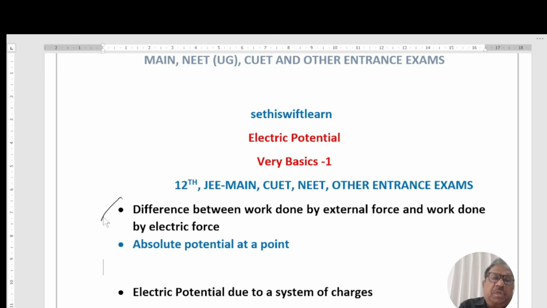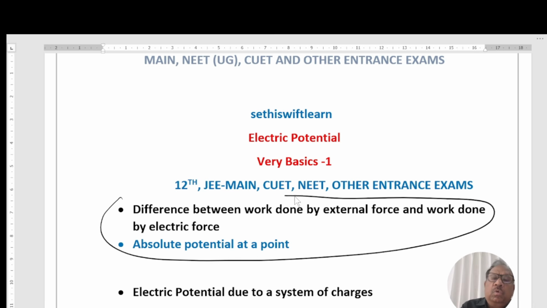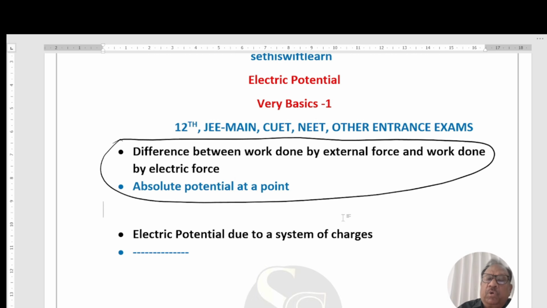Up to this point in this session, we have gone through and cleared the concept through illustrations. If you have any doubt, please comment. Further, we are going to discuss these. Being very important, go through the session completely.